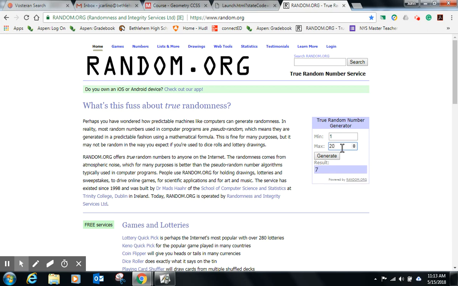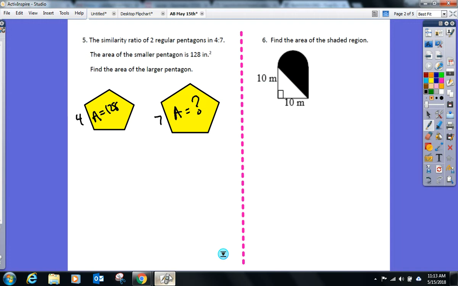Here we go. 7. Got a proportion we could set up. All right, hold 1 second, Amy. Thank you for squaring the sides. You cannot just say 4 to 7. The side ratio and the area ratio are not the same. Go ahead. Sorry, Amy, continue. There you go. Everyone all right? Got to square the sides. All right, got to square the sides.